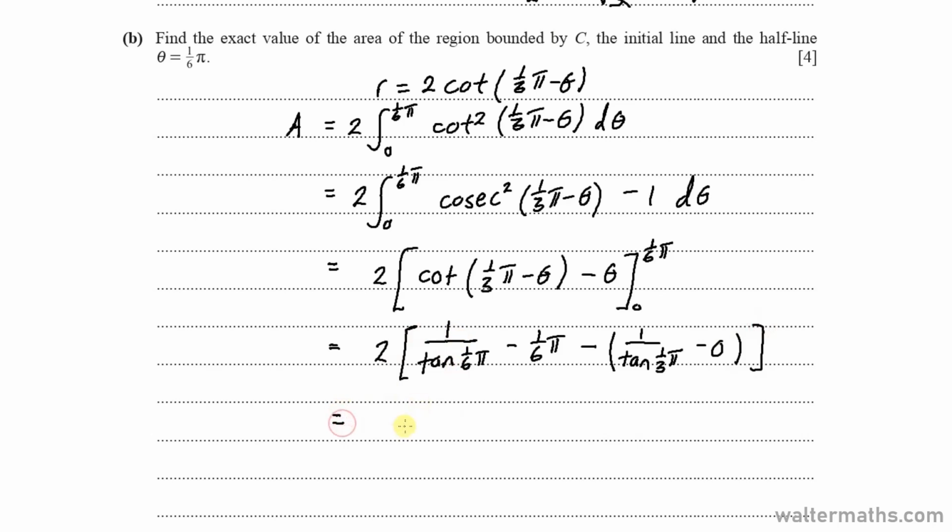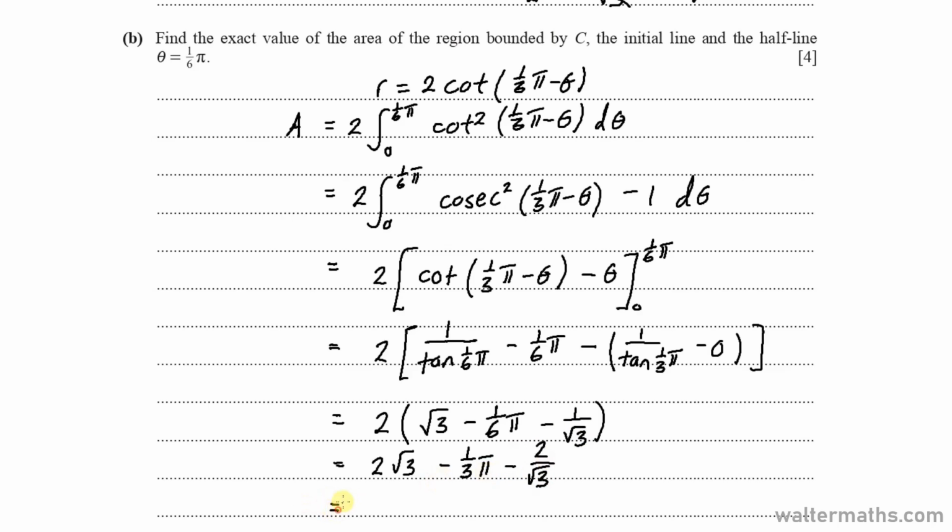So we can simplify this a little bit more. Tan of a sixth pi is like 1 over root 3, so 1 over root 3 is like root 3. So this thing gives us root 3, and multiplying it by the 2 that's outside, we have root 3 here, and that's minus a sixth of pi, and that's minus tan of a third pi is root 3, so that's minus 1 over root 3. So that's as good as 2 root 3 minus a third pi, and that's minus 2 over root 3.